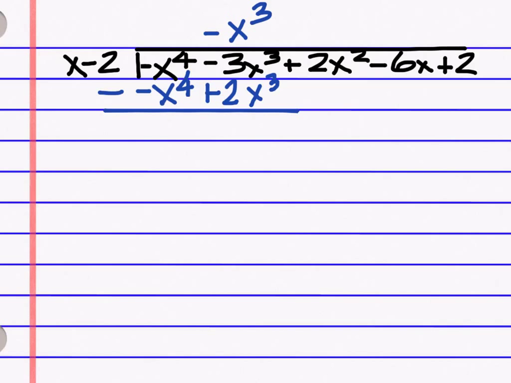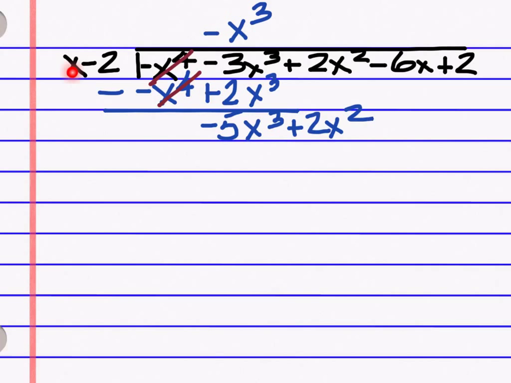Any questions about how I came up with that? Okay, now what do we do next? Negative 3 minus 2. Negative 3. What happens to these? They cancel out. So we have negative 3x to the third minus 2x to the third is what? Negative 5x to the third. Negative 5x to the third, and then what? Drop down the 2x squared.